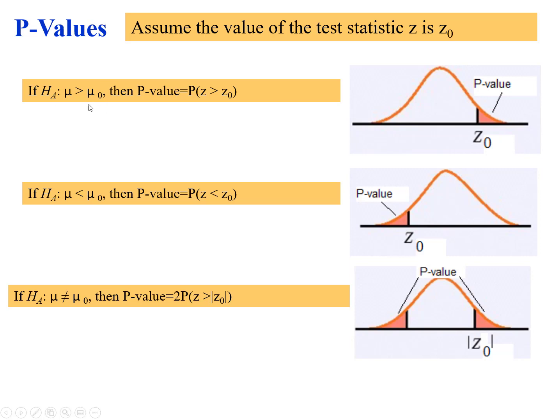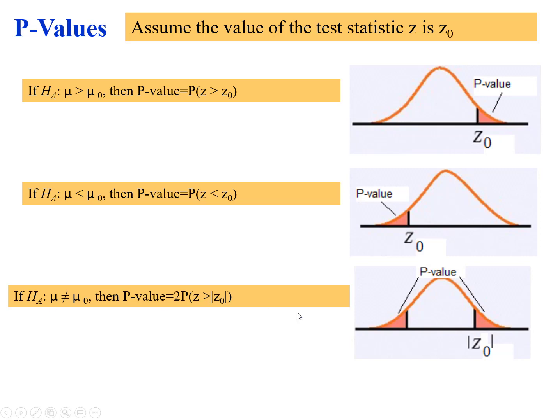As I already mentioned in the previous part, if the alternative is mean greater than mu naught, the p-value will be at this tail. For the case where mu is less than mu naught, mathematically, for the standard normal distribution, you will write it like this: z is less than the observed value, and p will be lying over this place.